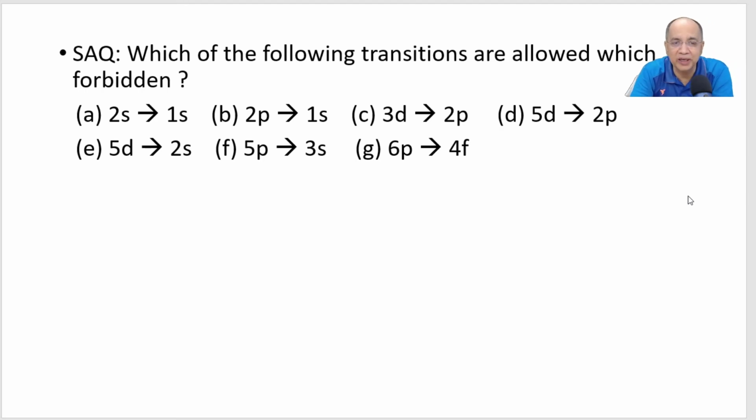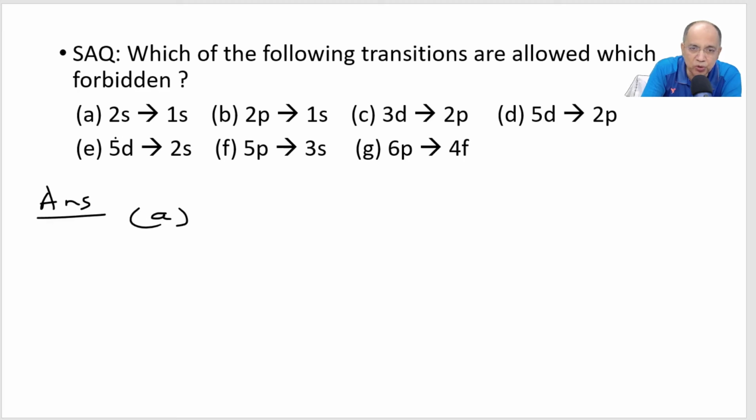Don't go away anywhere. So let us solve this problem. Which of the following transitions are allowed, which are forbidden? Tell me the answer. A. 2s to 1s. L is equal to 0, L is equal to 0. Is it allowed? Delta L is equal to 0. It is forbidden. 2s to 2s, 3p to 2p, 4d to 3d, that is forbidden.